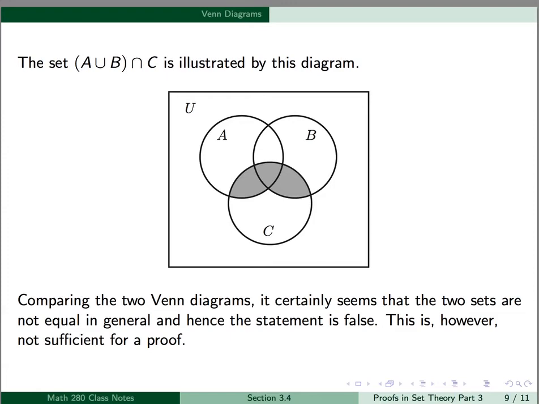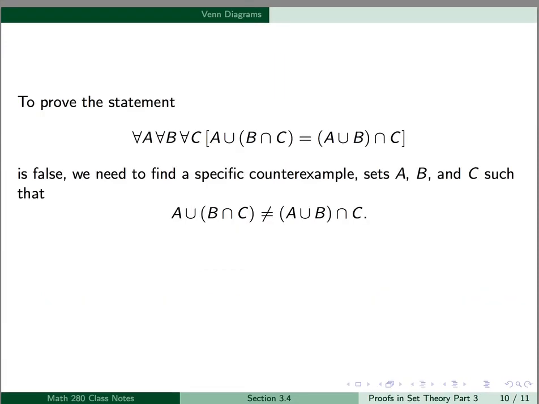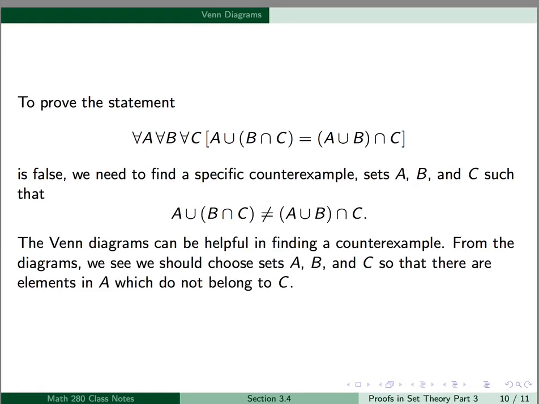Now, comparing the two Venn diagrams, it certainly seems that the two sets are not going to be equal in general, and hence that the statement is false. Just stating this, based upon the Venn diagrams, however, is not sufficient for a proof. To prove the statement is false, we need to find a specific counterexample, namely sets A, B, and C, such that A union the quantity B intersect C is not equal to the quantity A union B intersect C. The Venn diagrams can be helpful in finding such a counterexample.